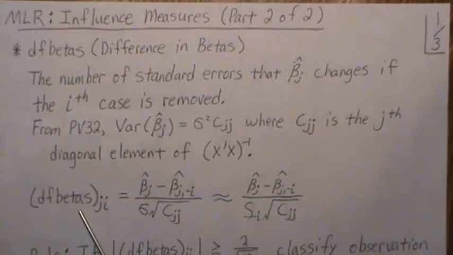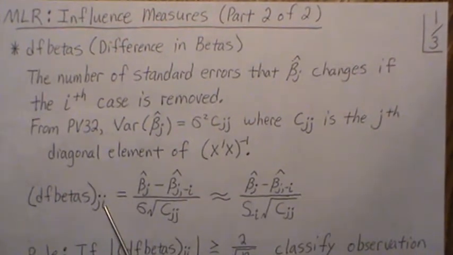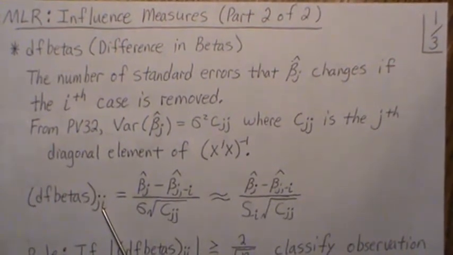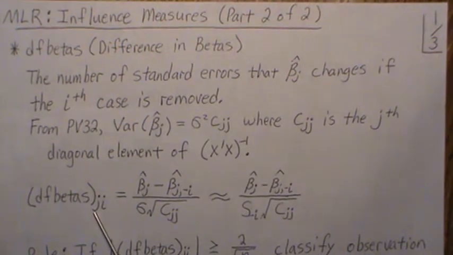Then the difference of the beta j's, and we have subscripts j and i, because there are k regressor variables, and so when we keep and remove that ith observation, we have to look at k different beta parameters. That's why the subscript ji is there. It's the difference in the least squares estimates of the beta values, with i in the model and with i not in the model, and of course divided by the standard error.